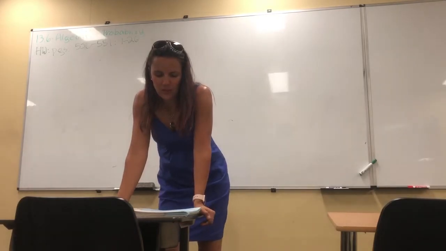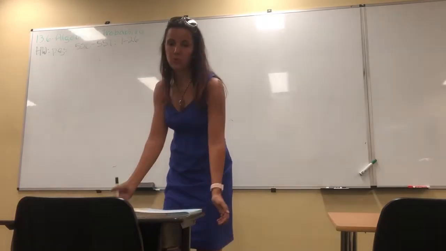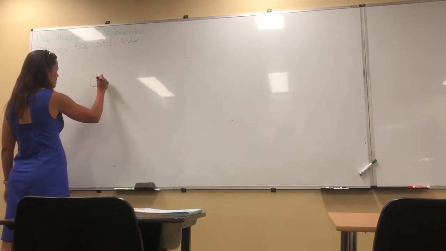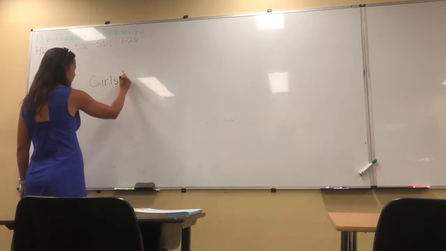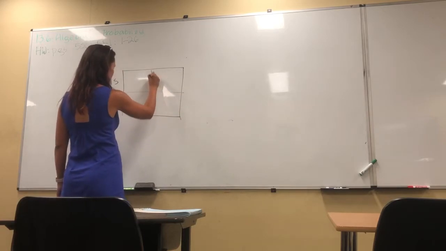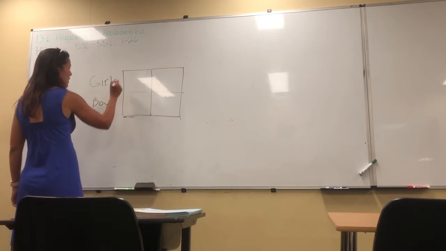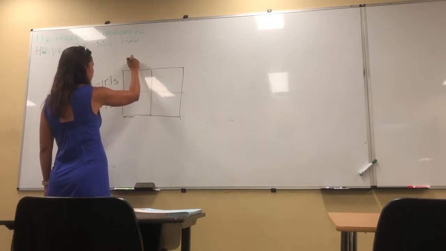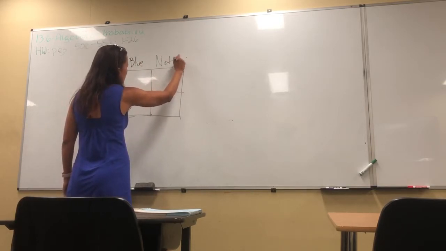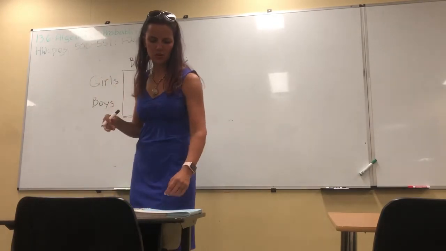So, example 1, in a certain algebra class, 5 of the 8 girls have blue eyes. So, we have girls. I'm going to make a little table. Little Punnett square type thing, right? So, the rest of the people are clearly going to be boys. And we have blue eyes and not blue. We could add another table where we have total, but these numbers are small enough that I think we can just handle the math ourselves, right?